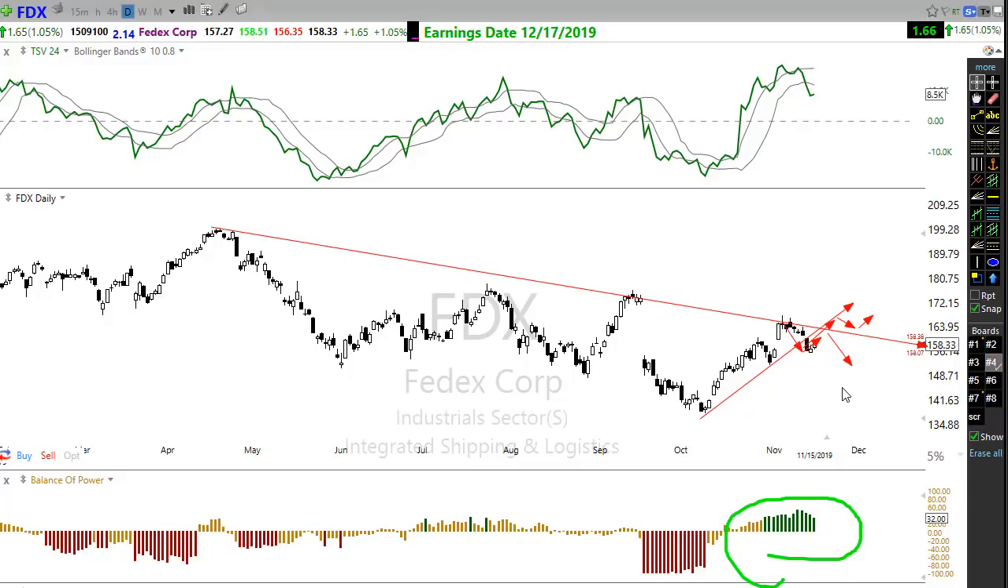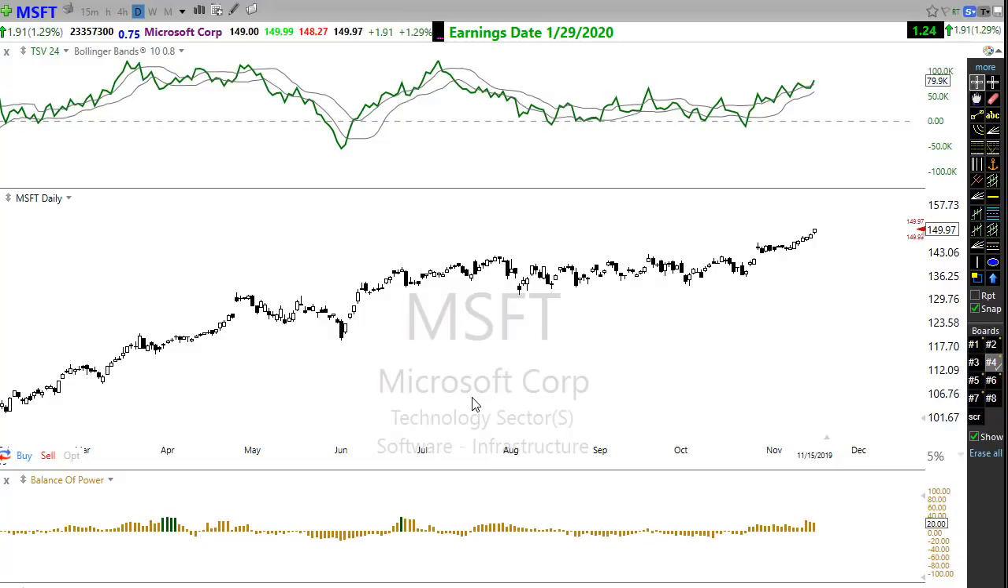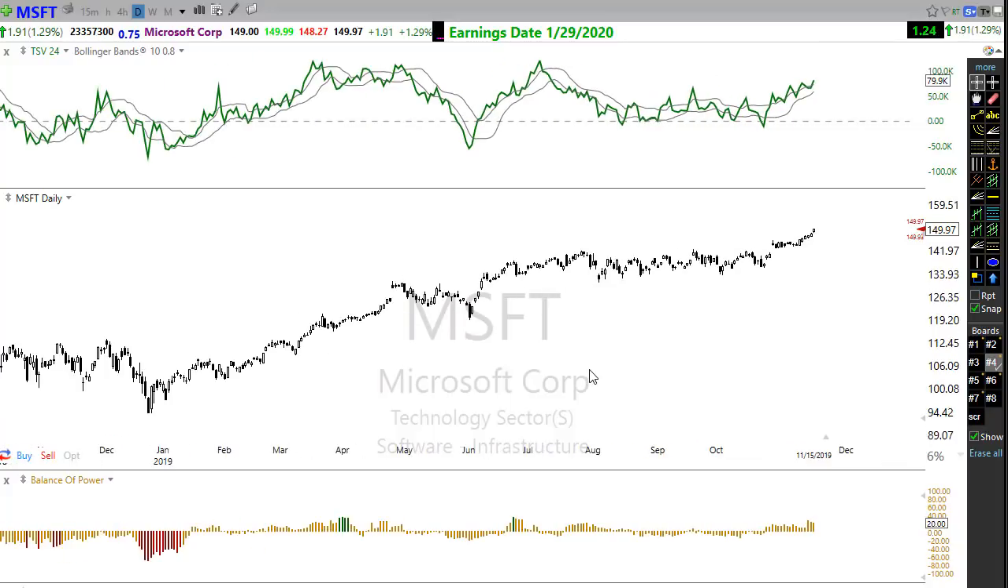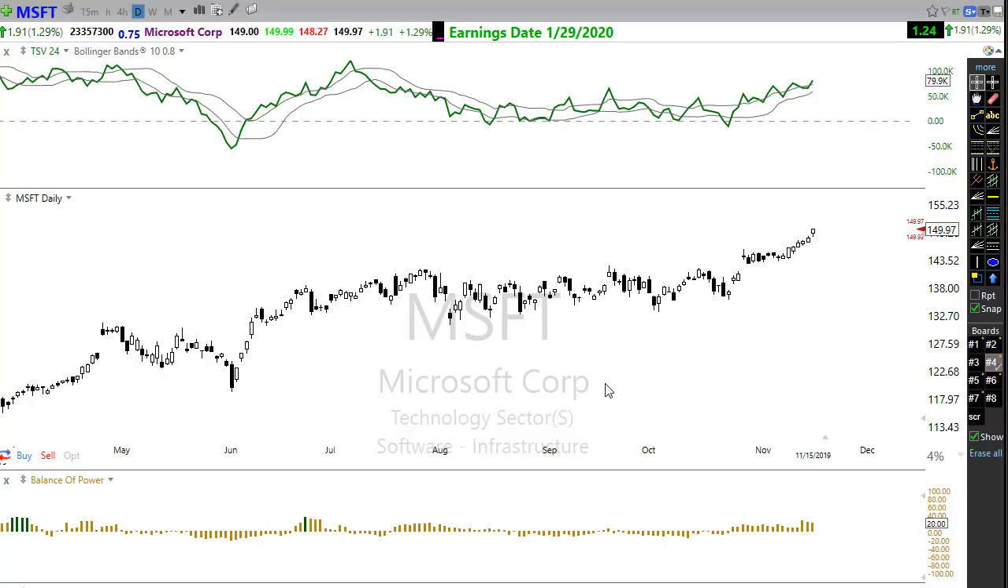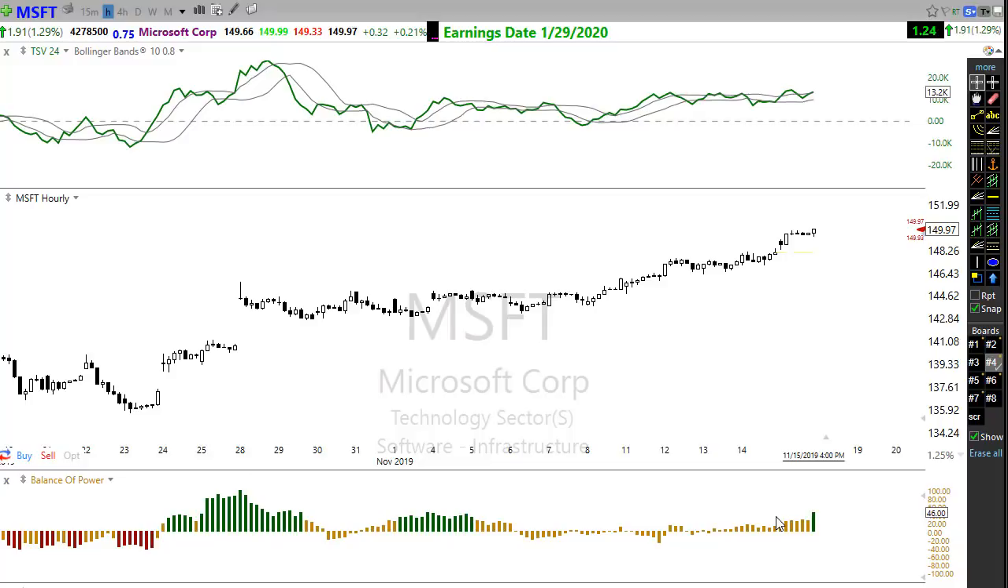BOP does not work very well for indexes at all, Robert. And as a matter of fact, if we take a look at something like Microsoft or a really big stock, balance of power rarely indicates much of anything. Okay? Because there's so much volume flowing in and out of these stocks, it's very, very difficult for balance of power to register much of anything. Now, if you go to a shorter term, so for example, if I go to an hourly, notice I get more activity in that shorter term, because in that hourly there's shorter, smaller time frames that we're calculating that on.